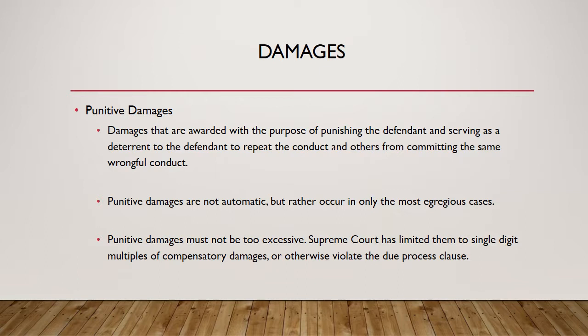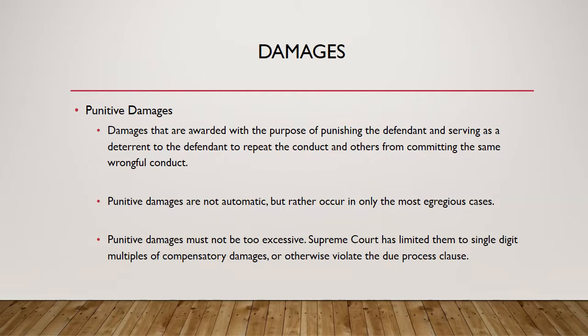So compensatory damages are meant to make you whole, to compensate you for this. Punitive damages are meant to serve as punishment and deterrence for similar conduct being committed in the future. Punitive damages are not automatic. There are many cases where there's negligence and punitive damages may be requested but not awarded. So they're not automatic. Punitive damages are reserved for the most egregious cases. And like we talked about, the punitive damages must not be excessive. There are some limitations on it.